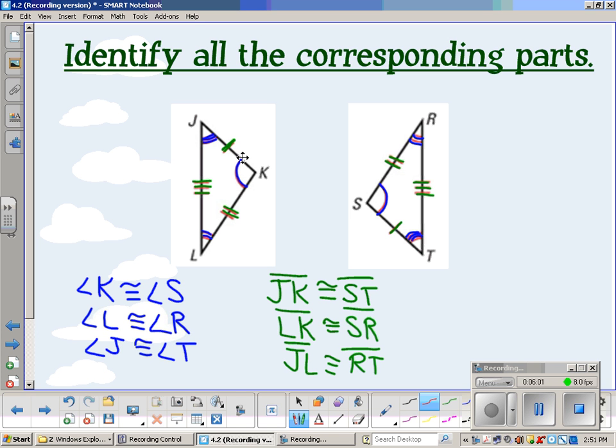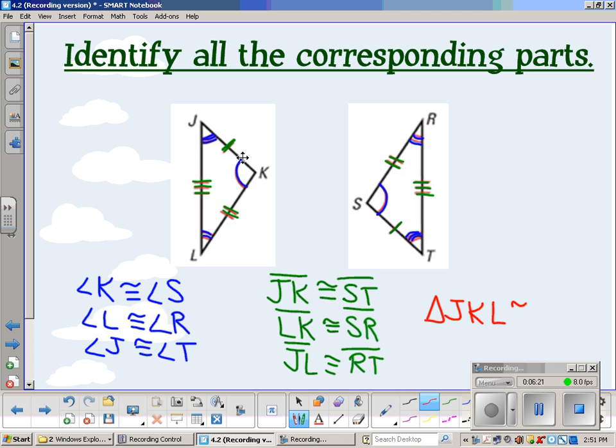So when I want to pair these up, I'm going to start with one of the 2 triangles. Let's start with the one on the left. So I know that that is triangle JKL. Now the order of the letters doesn't matter for the first one. What's important is how you write the order for the second triangle.